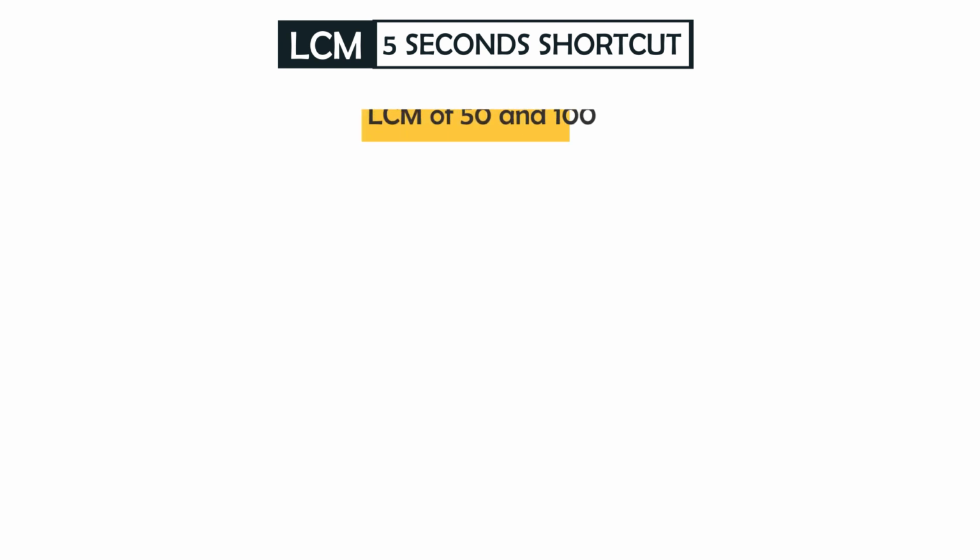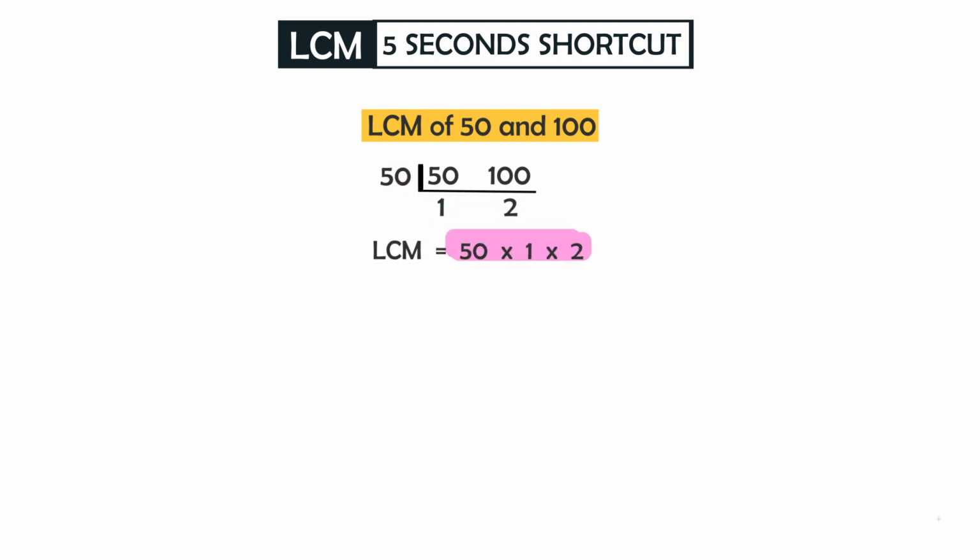Got it? Okay, now let's learn the LCM of 50 and 100 using the 5-second shortcut. Tell me the highest common factor of 50 and 100, or otherwise the largest number that divides 50 and 100 again. So it's 50, right? So 50 divided by 50 is 1, 100 divided by 50 is 2. You can't divide 1 and 2 again, right? So you multiply this 50 and 1 and 2 together, which is 50 times 1 times 2, that gives 100. So LCM of 50 and 100 is 100.